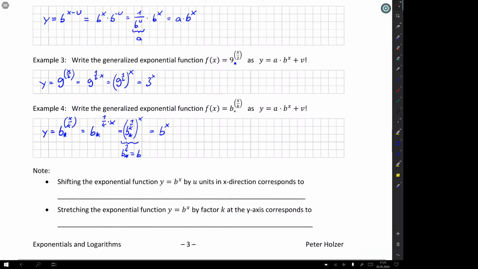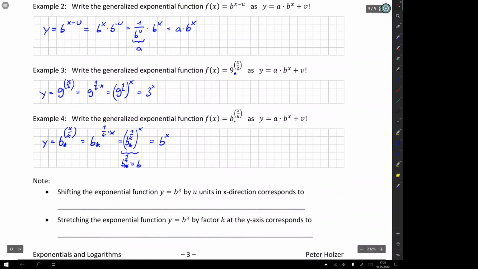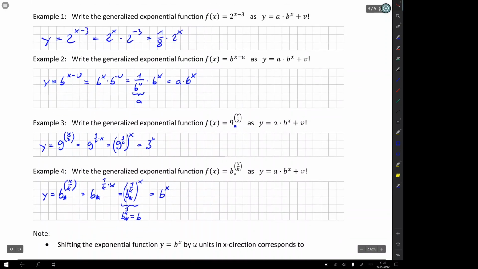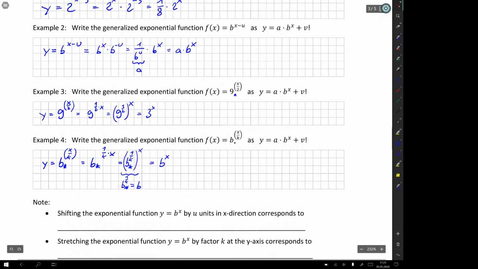So we have seen so far that we can replace the u, the b to the power of x minus u here, by this a, which means that shifting the exponential function by u units in x direction corresponds to stretching it at the x-axis by some factor a. Actually, the a, as we have seen, is just 1 divided by b to the power of u, but that's not so important.